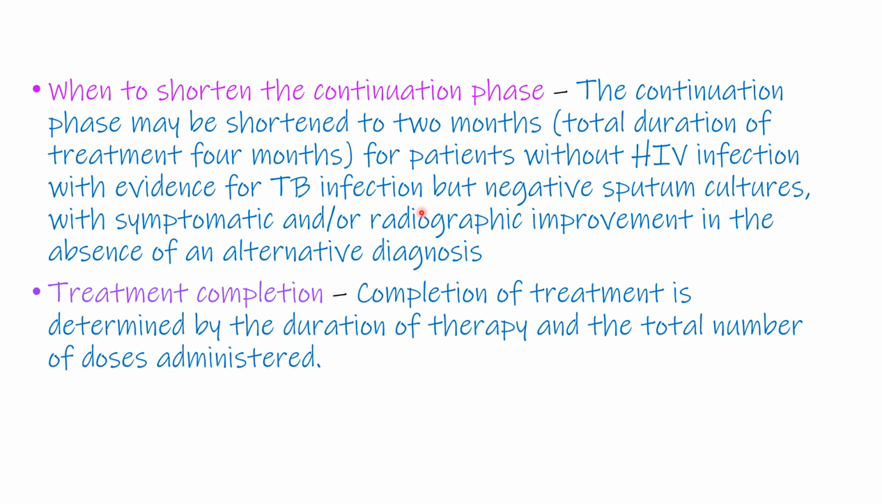As for when to shorten, I would really not advocate for this. This statement says if your patient is okay, with no HIV infection, no evidence of extensive TB, or negative sputum culture, then you can shorten. However, do not shorten. Just do your 6 months: 2 months of intensive phase and 4 months of continuation phase.